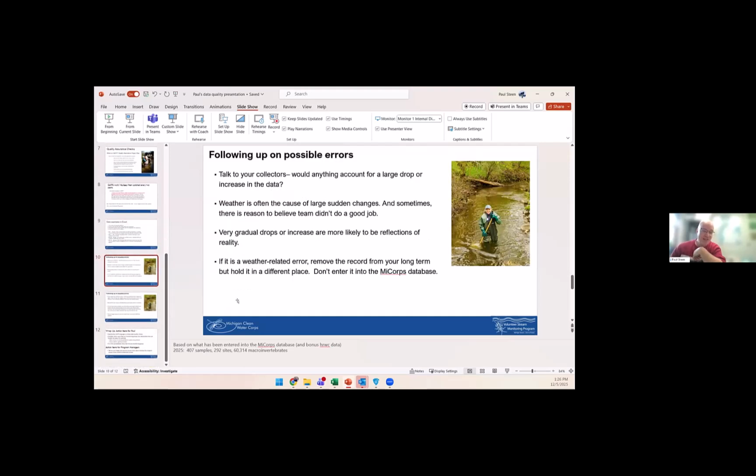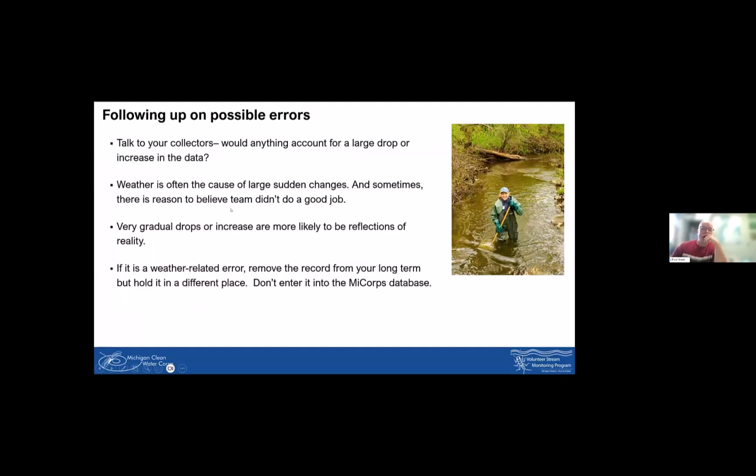So, following up on these errors, talk to your collectors. You're not there for everything. If something odd happened where they went outside of what you're normally asking them to do, they should know. They may think they did everything perfectly, and then it's just another data point for you to be like, okay, I don't have any real reason to strike that data point, so I'm going to keep it.